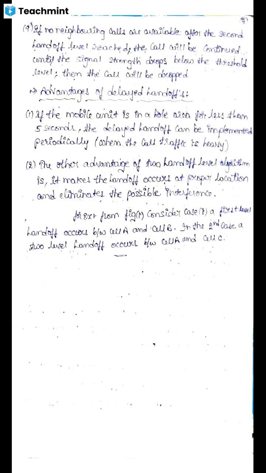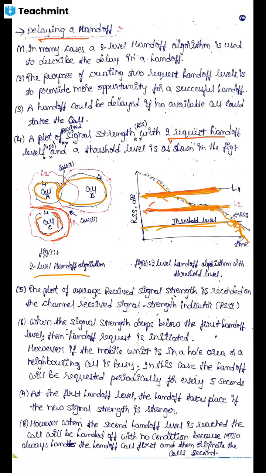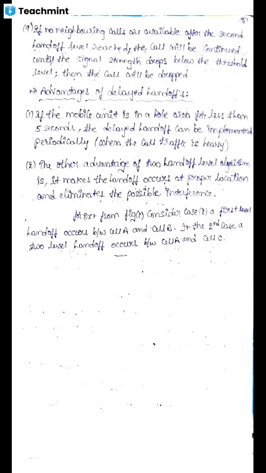And finally we will learn the advantages of delayed handoff. Here, the advantage is that when the mobile is in a hole area or weak signal spot, the handoff will be requested periodically every 5 seconds. This is the main advantage we have written here. So if the mobile unit is in the hole area for less than 5 seconds, the delayed handoff can be implemented periodically every 5 seconds. So this is one of the advantages.